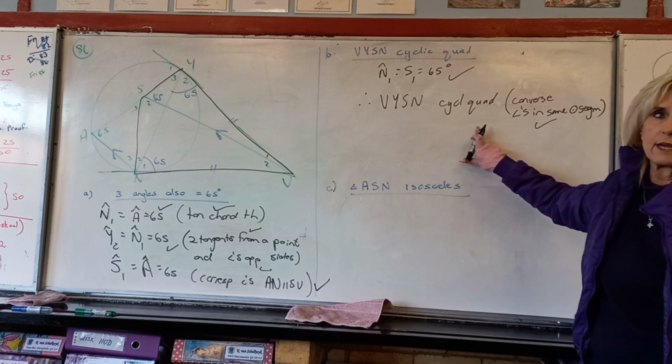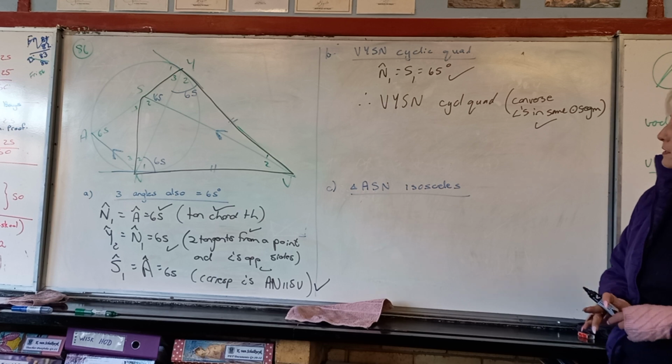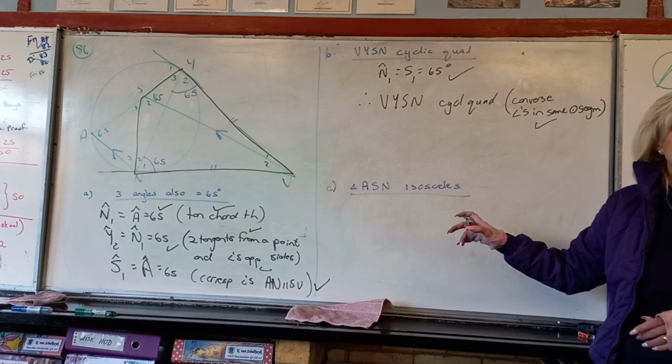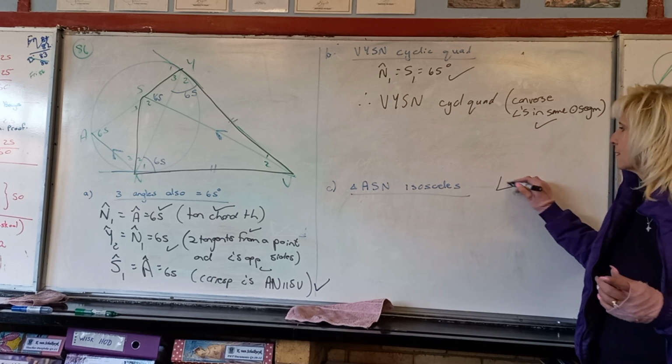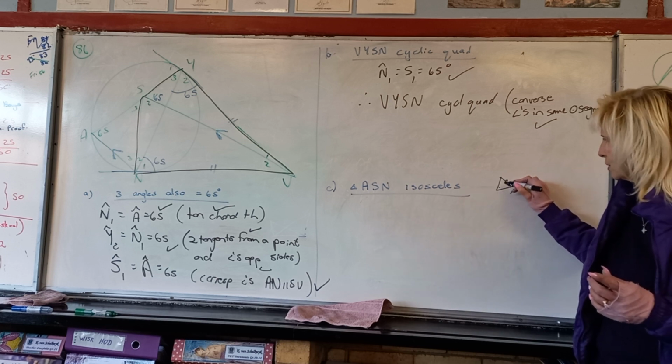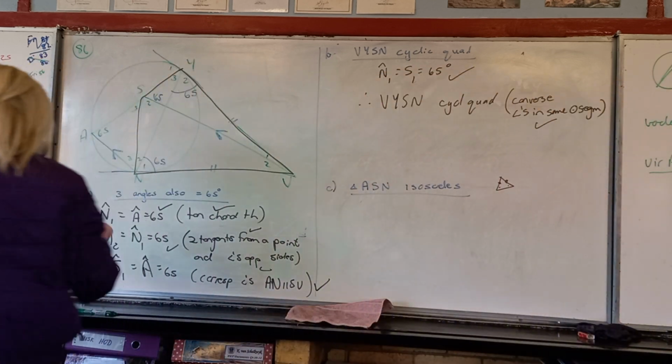Not for saying it's a cyclic quad, because that was my question. Right, how do we prove a triangle is isosceles? Don't even look at the sketch. If 2 angles are equal, the sides should be the same. So if I'm looking at ASN, let's find it.